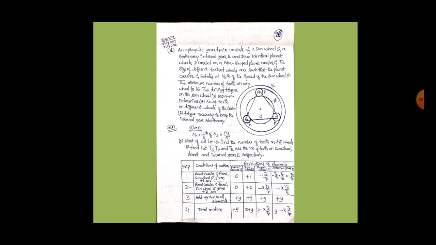So here, to find the total motion of the element, I should add the values of the second and third rows of that element. So what is the second row value of the planet carrier C? 0. What is the third row value of the planet carrier C? Y. If I add second and third, 0 plus Y is plus Y. So X plus Y, like that for sun wheel, X plus Y. So Y minus X into Ts by Tp, Y minus X into Ts by Te. Like that, I should complete the table.